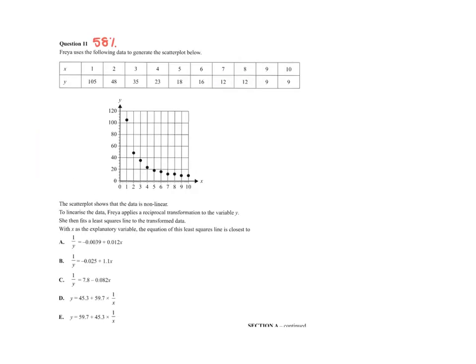Okay, so with this next question, you've got the x and y values here that Freya used for a scatter plot. To linearize the data, Freya applies a reciprocal transformation of the y. So they've told you what transformation you're doing. A reciprocal means 1 over y. With x being the explanatory variable, they want you to find the equation. So the equation would now be 1 over y equals an A value plus a B value times x.